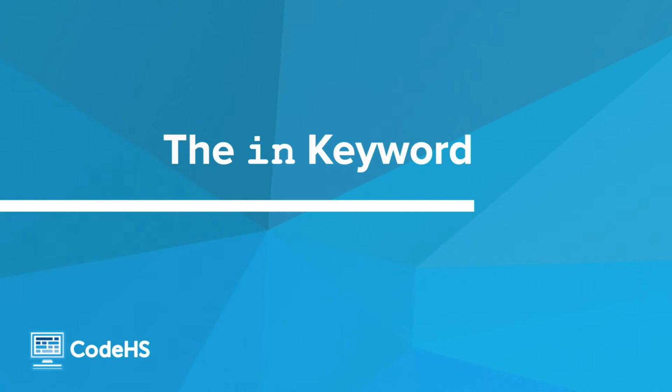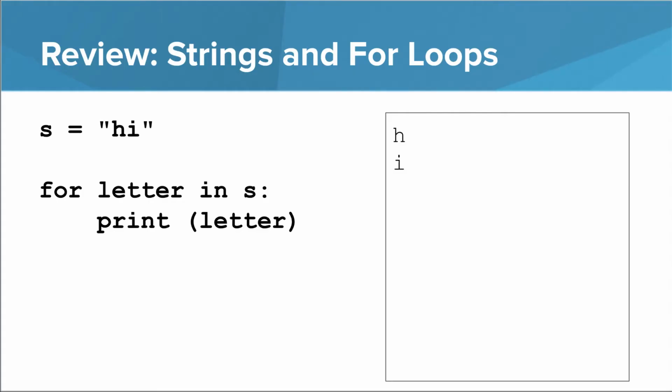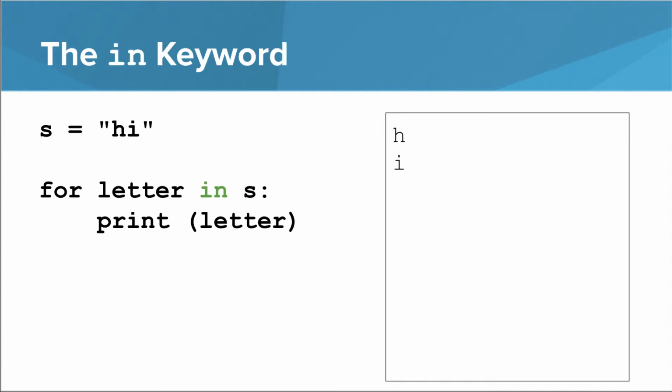Hi there. In this video, I'd like to talk a bit about another use of the Python keyword in. In a previous lesson, we saw how to write a for loop that goes one character at a time through a string. One thing that has been common to both types of for loops we've covered is the keyword in. A for loop always looks something like for something in something else. The something else can be a call to range or it can be a string.